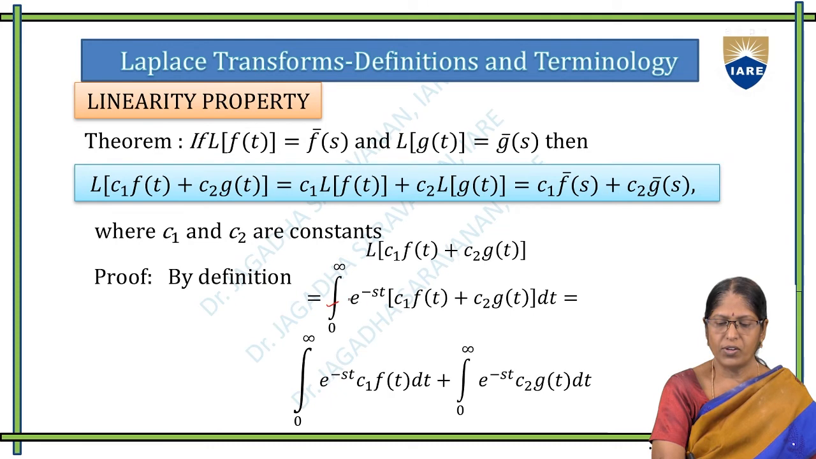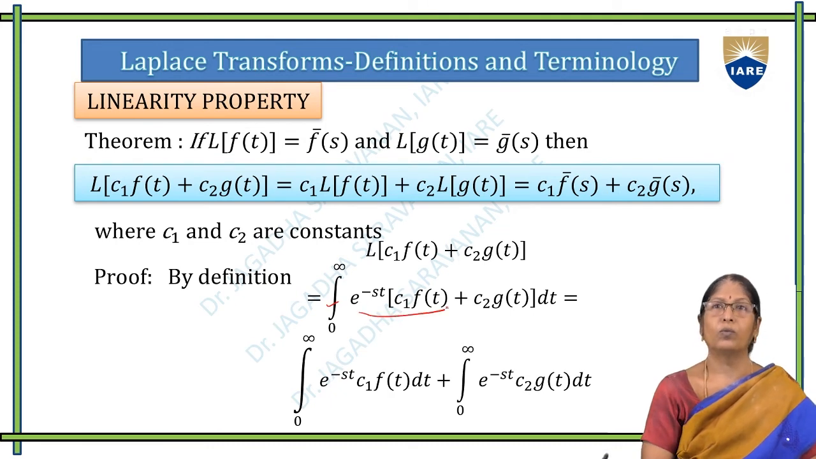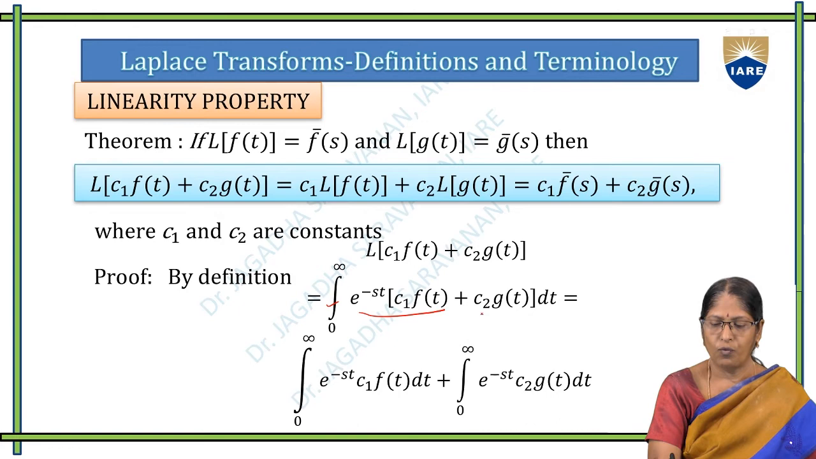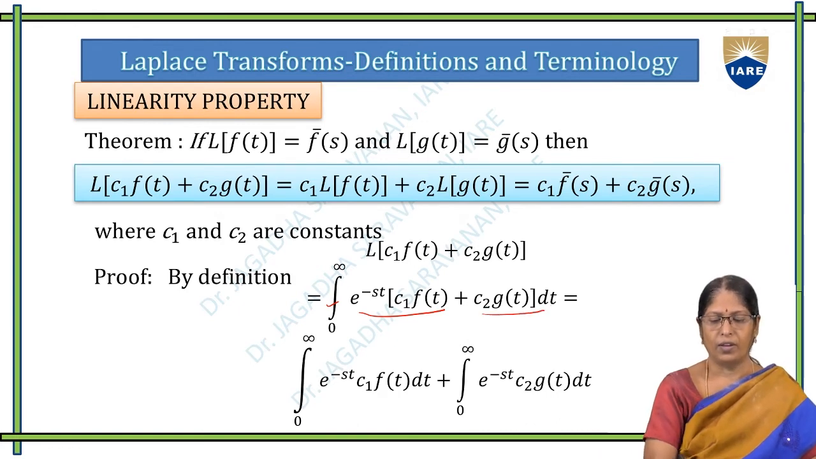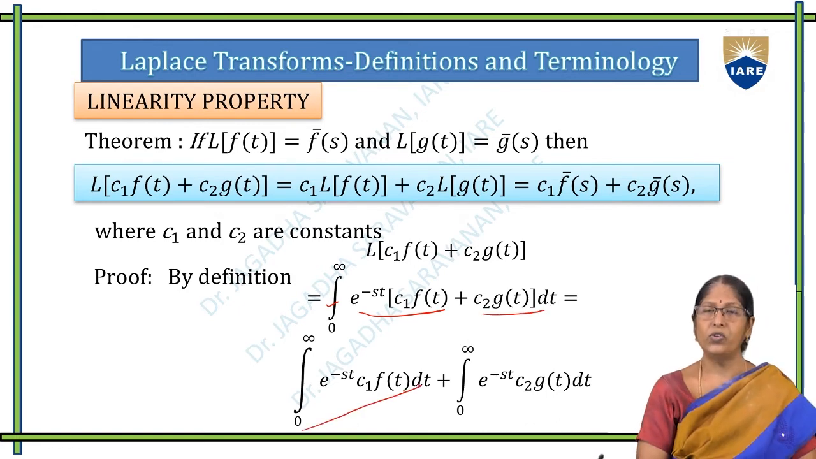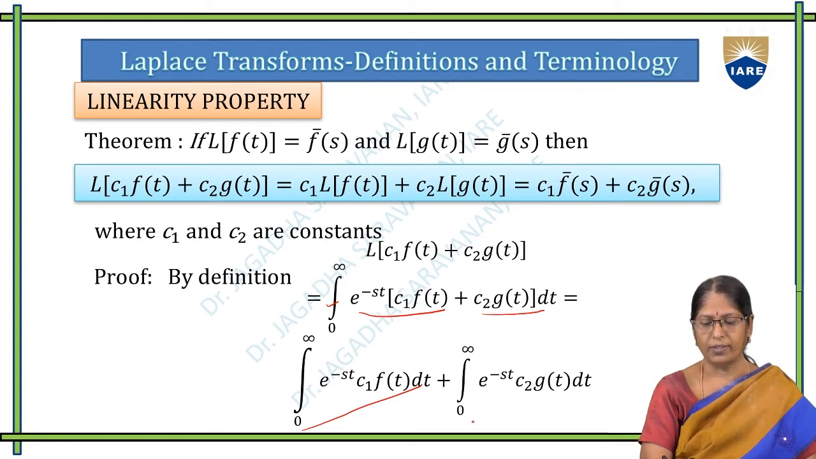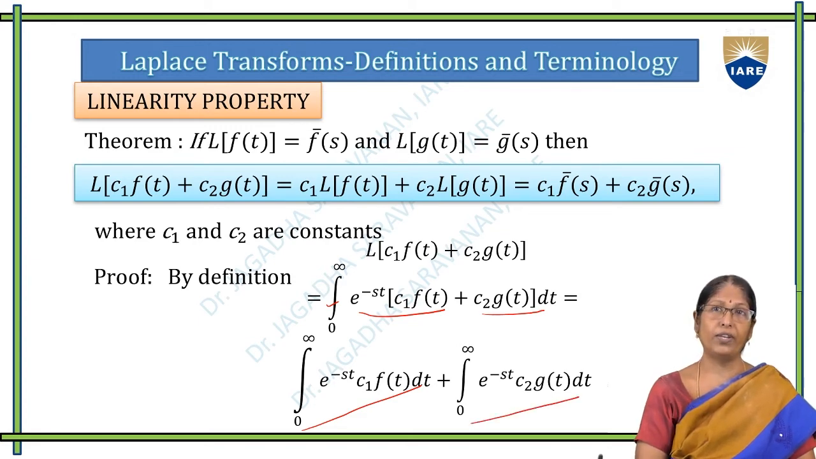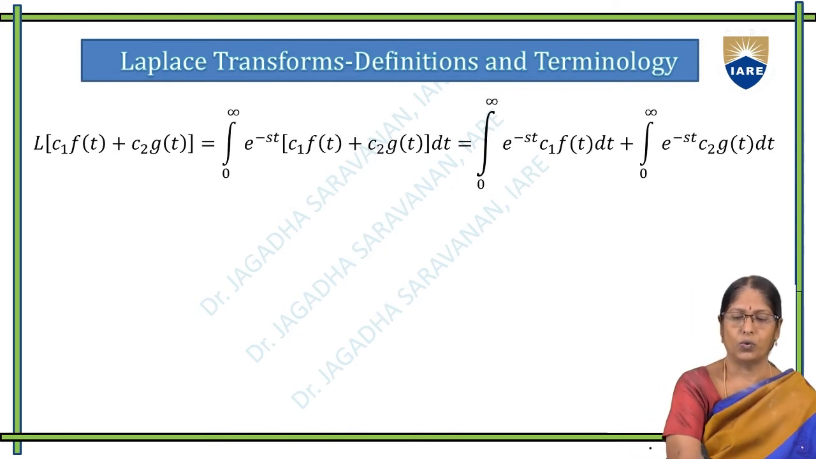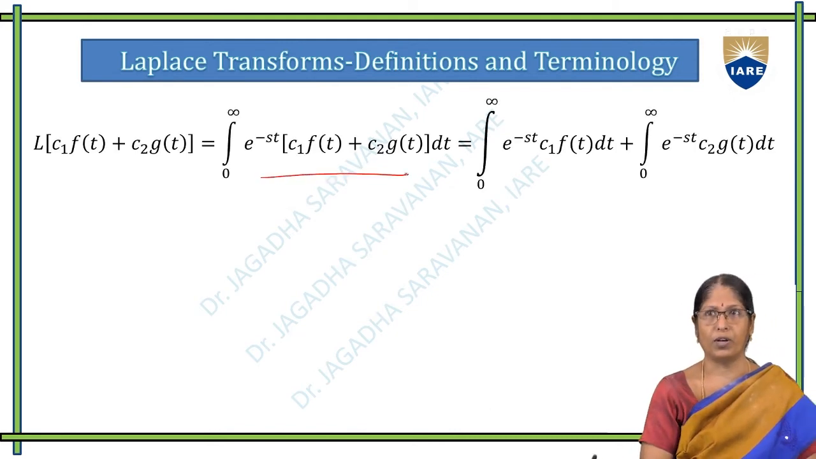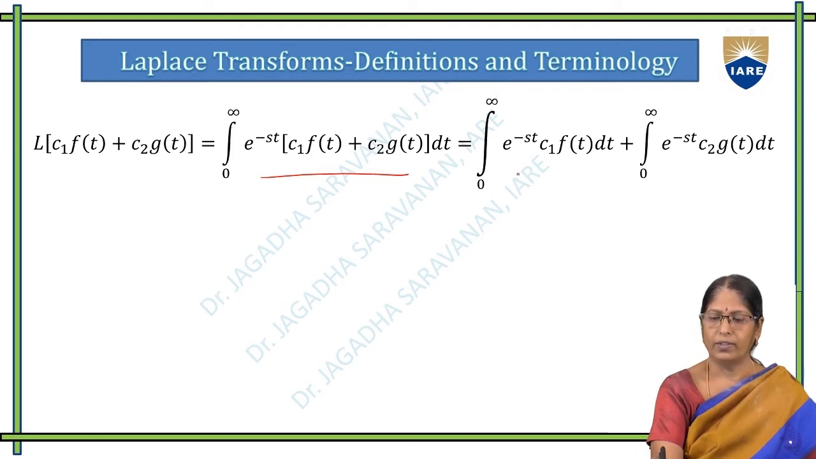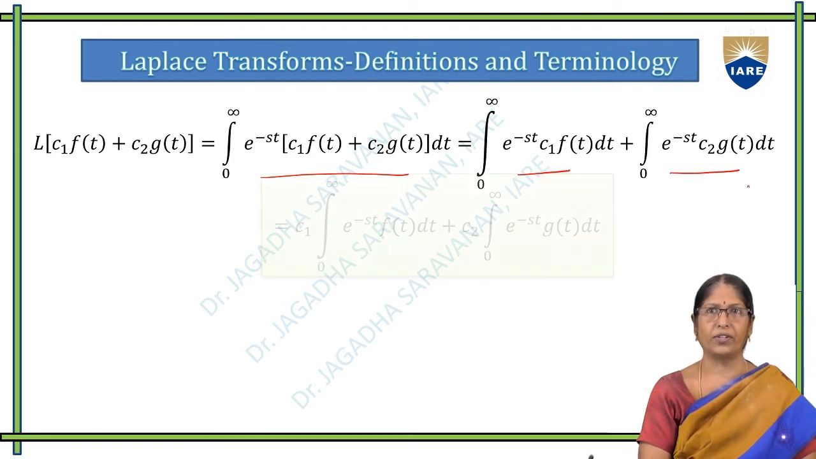Now, the integral here, this is integral one time. For this, the second time. Here we can see it: integral 0 to infinity e power minus st c1 f of t dt plus integral 0 to infinity e power minus st c2 g of t dt. This is the first integral, here is the second integral.